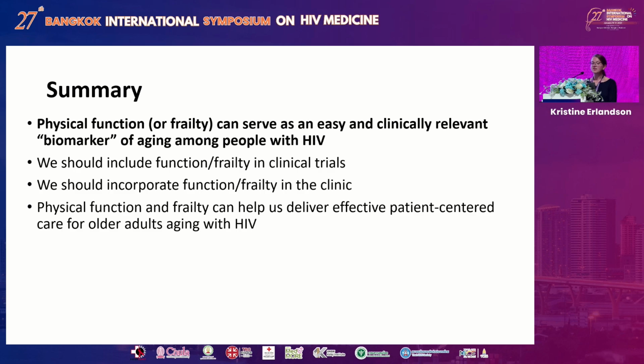So in summary, physical function or frailty can serve as an easy and clinically relevant biomarker of aging among people with HIV. I feel that we should include function and frailty in our clinical trials as well as in the clinical practice, and physical function and frailty can help us deliver effective patient-centered care for older adults aging with HIV.